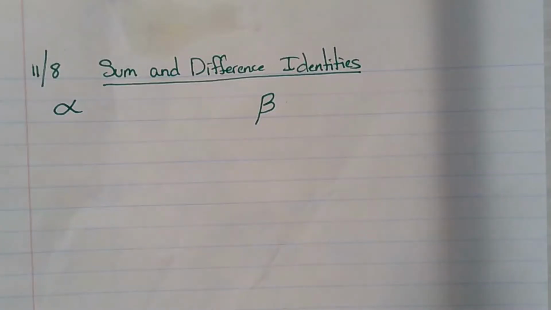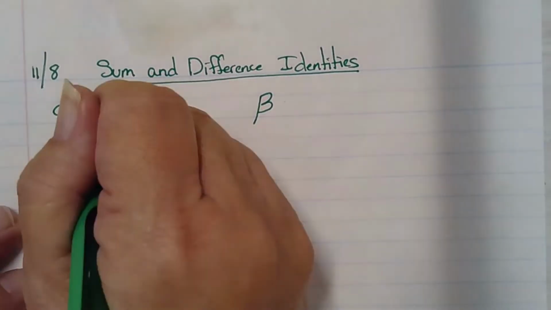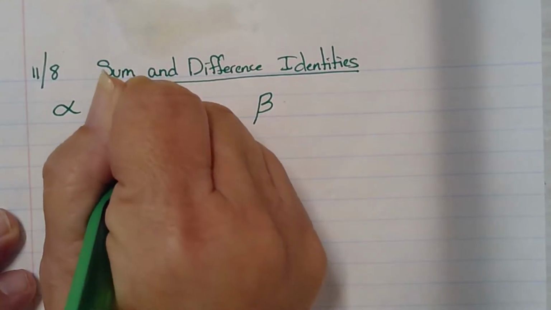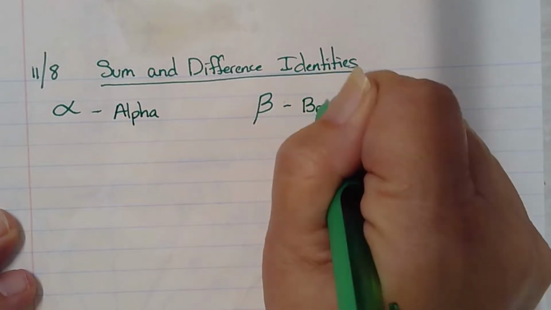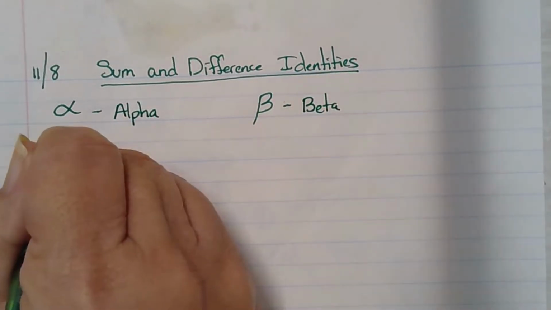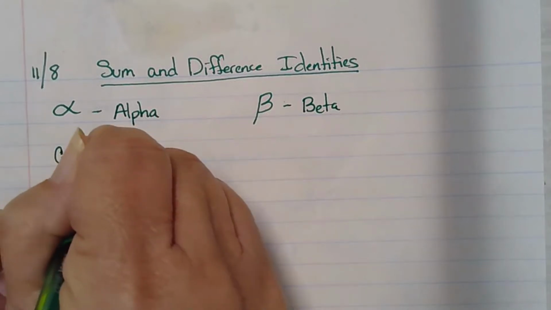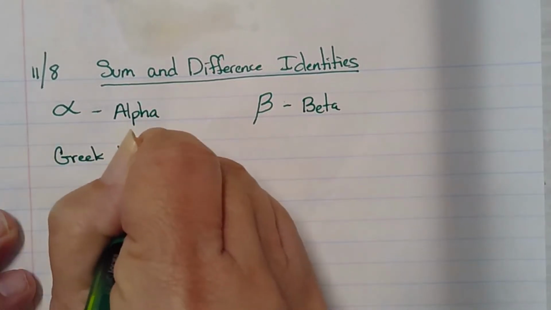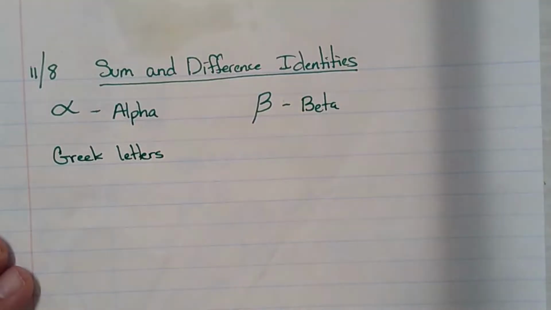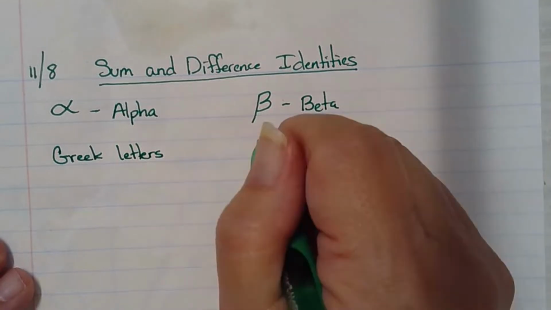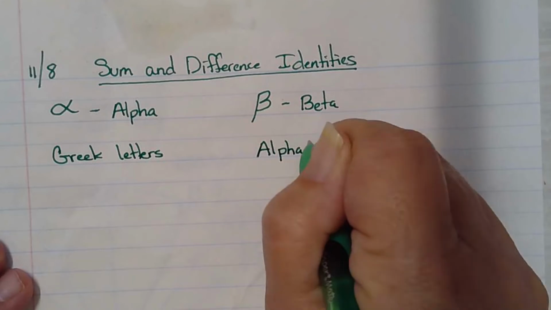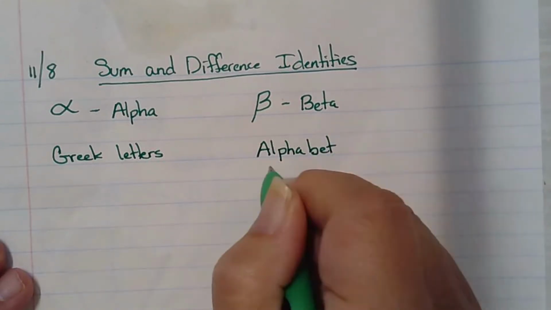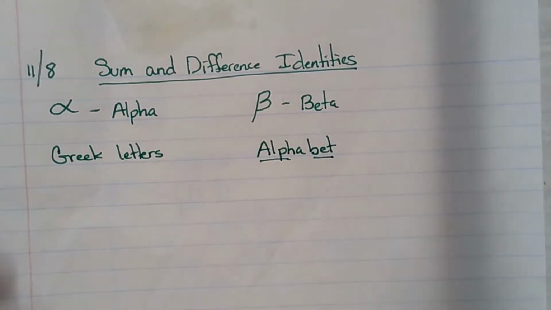All right. So what are these symbols? This first one is alpha. And this second symbol is beta. And these are Greek letters. And they are actually the first two letters in the Greek alphabet, which is where we actually get the word alphabet. Alpha, beta turns into alphabet.